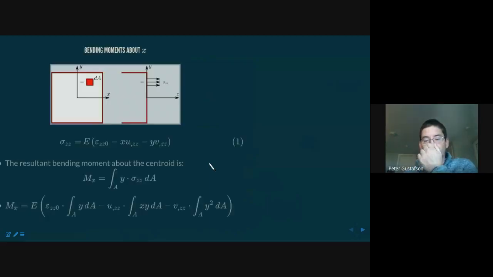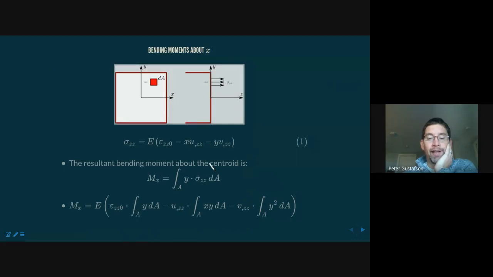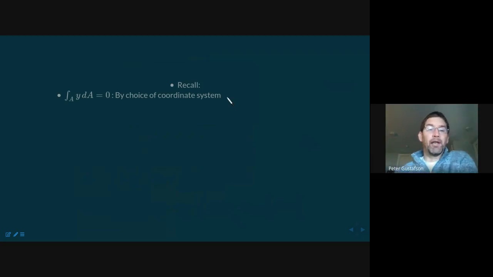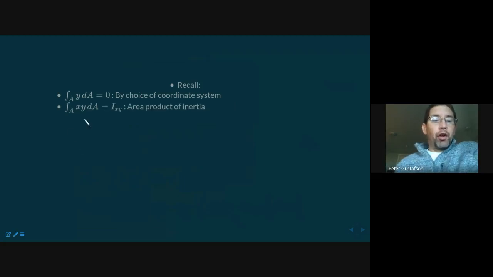Okay, now again, going back and just briefly looking at these integrals, we've seen these integrals before, at least some of them. So just to remind you, the integral of y dA was equal to 0. This is by choice of the coordinate system. This is because we created our coordinate system at the centroid. That is, in fact, the very definition of the centroid. If you're forgetting the details of that, go back and revisit your notes from last lecture. The integral of xy dA, we're going to define this as a term. Okay, so we're going to call this Ixy, two subscripts, Ixy. It's the area product of inertia.